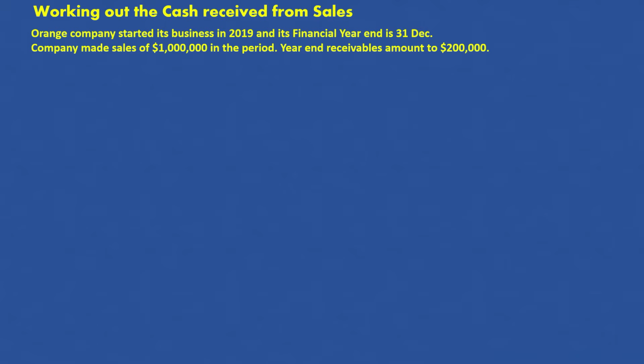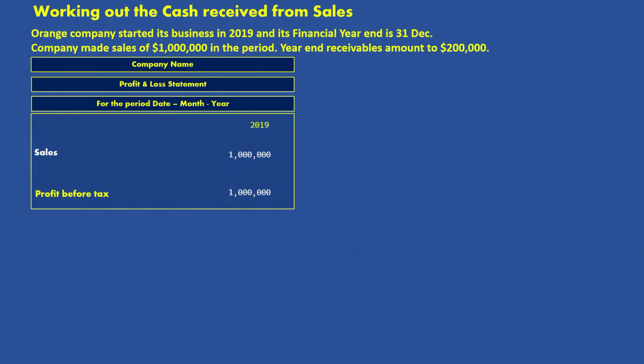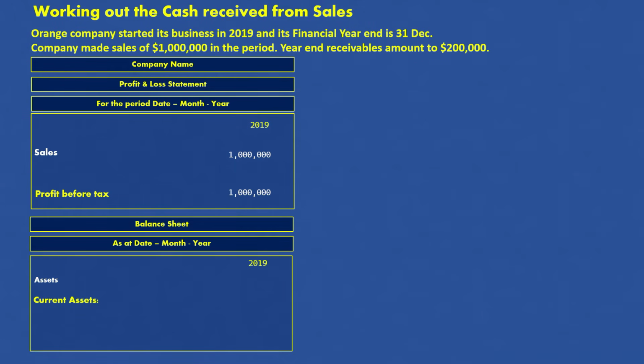We have Orange Company that started its business in 2019. That is the first year, and its financial year end is 31st December. And then the company made sales of $1 million in the period. And then the year-end receivables are $200,000. All right. So if I look at my P&L, I should be looking at sales of $1 million. And since there is no other income or expense, I can also call that my profit before tax, but that is not important. Let us focus on sales only. And then if we look at our balance sheet, we will see our receivables of $200,000.